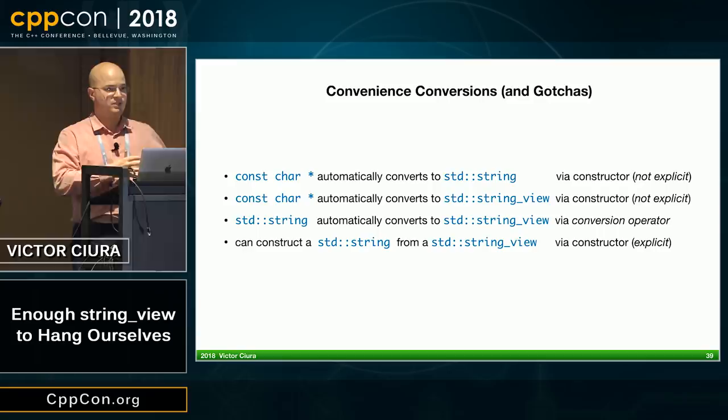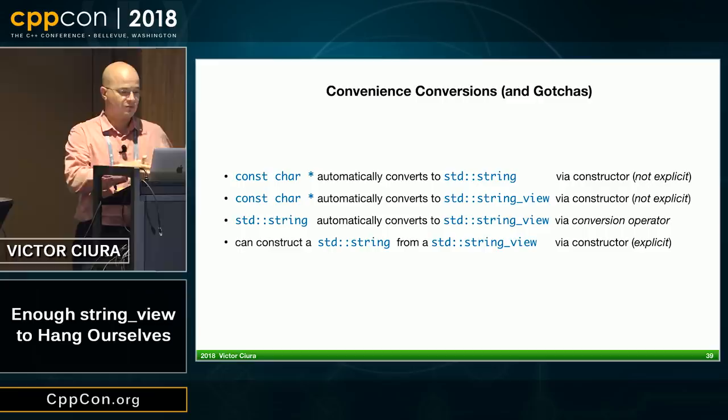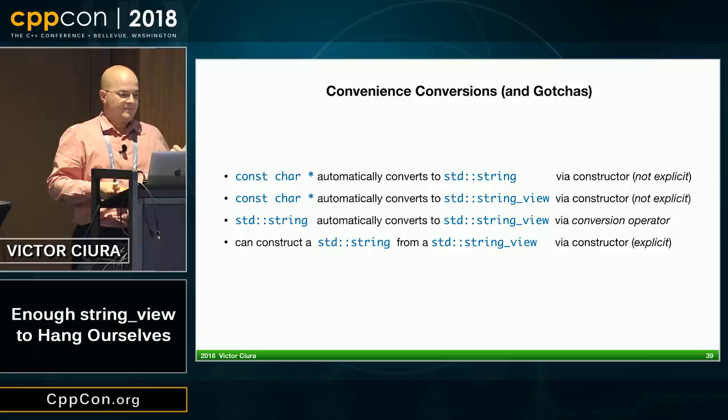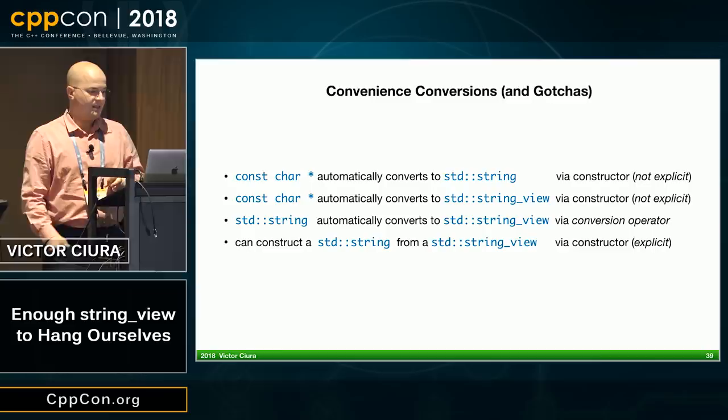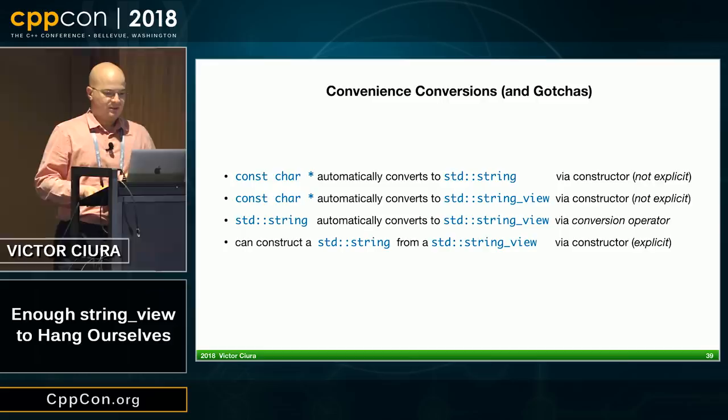And if we try to pull everything together and see the complete picture of the interoperability between standard string and standard string view, we get this set of properties. A pointer to characters automatically converts to a string via a constructor that's not explicit. It automatically converts to a string view, again, via a constructor that's not explicit. Very important: a standard string automatically converts to a string view via a conversion operator. And you can construct a standard string from a string view via a constructor that is explicit. And this part is important. We'll see details a little bit later.